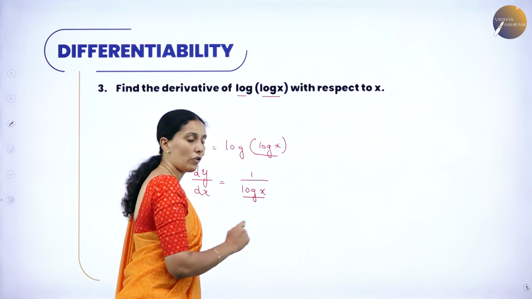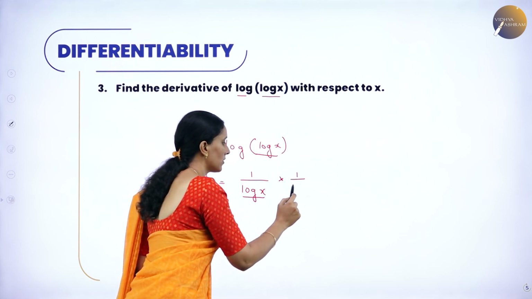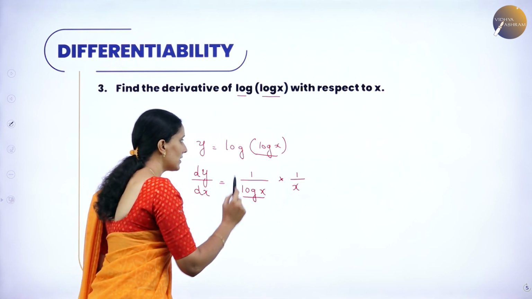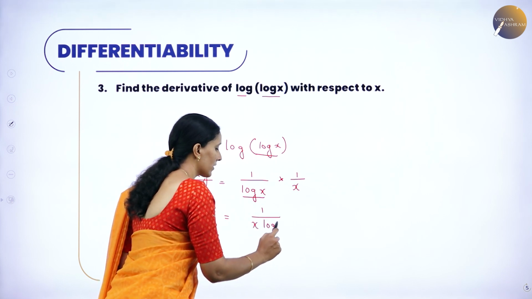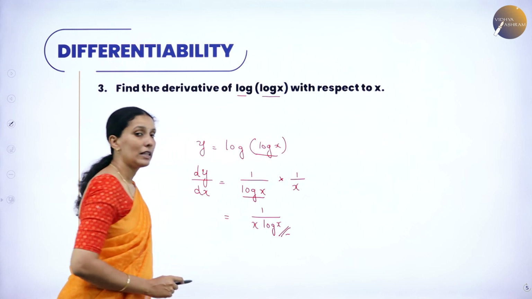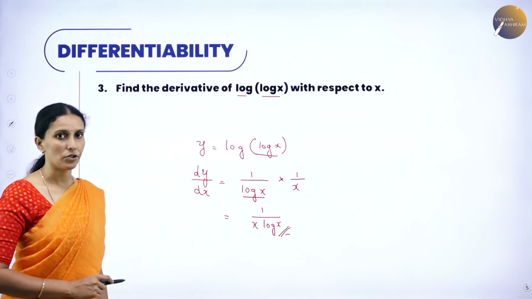What is the derivative of log x? It is 1 by x. So therefore, what is the derivative of this function? It is 1 over x into log x. This is the derivative of the given function.